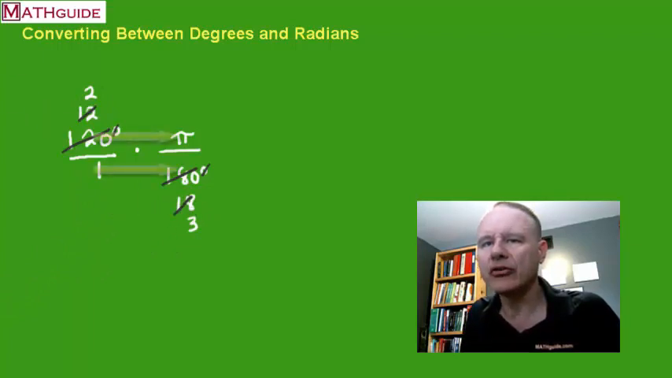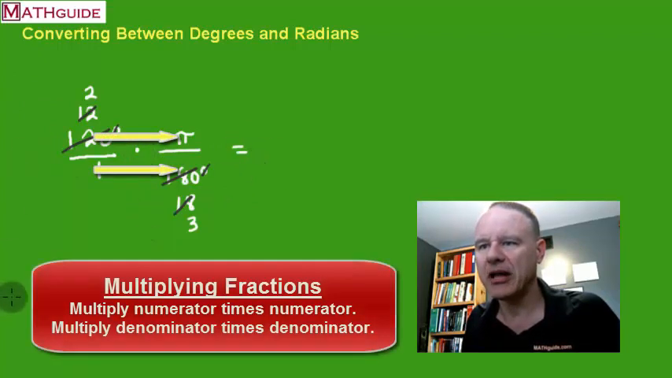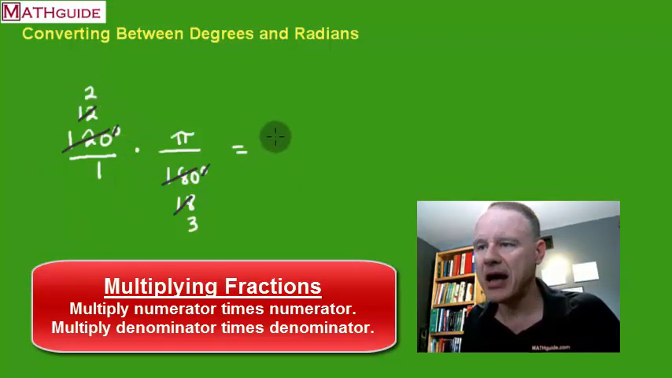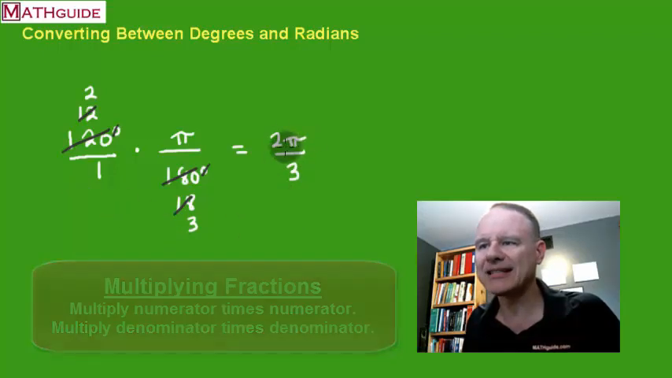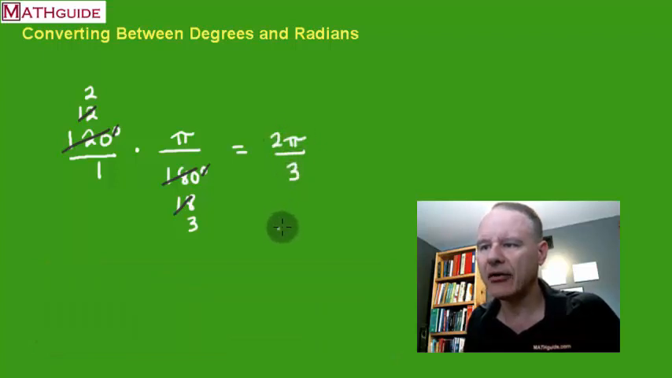So now what do you do? You multiply across. That's how you multiply two fractions. You multiply numerator times numerator, denominator times denominator. So 2 times pi is 2 pi. 3 times 1 is 3. And there you go. Sometimes people write it instead as 2 pi thirds. I have also seen it as 2 thirds pi. They mean the same thing.